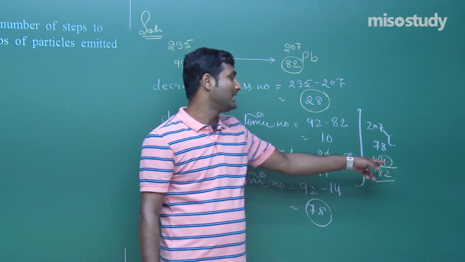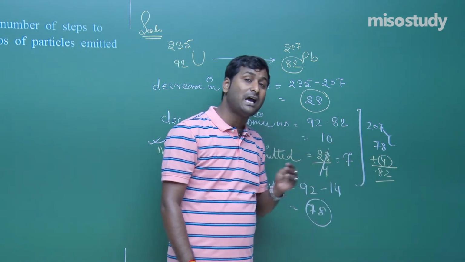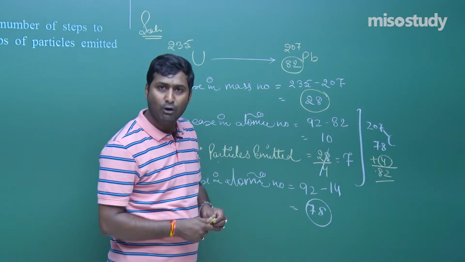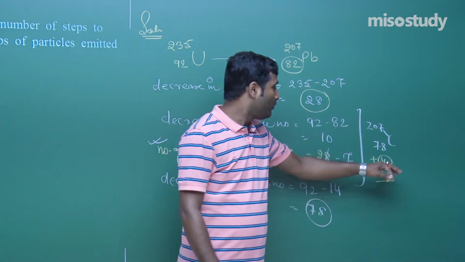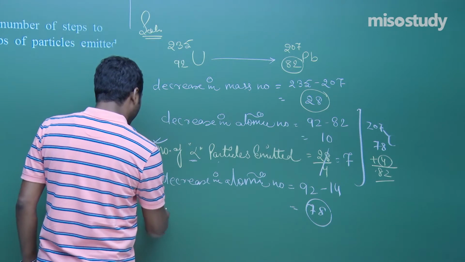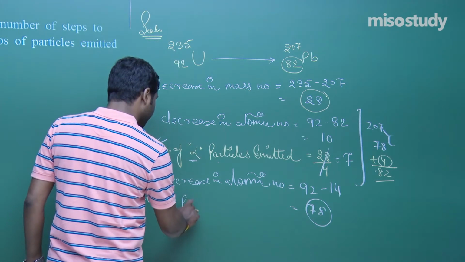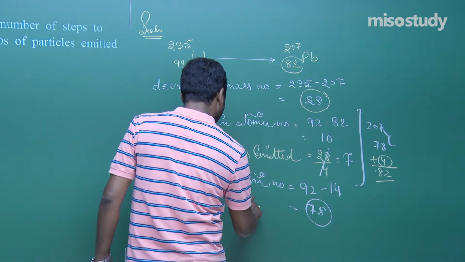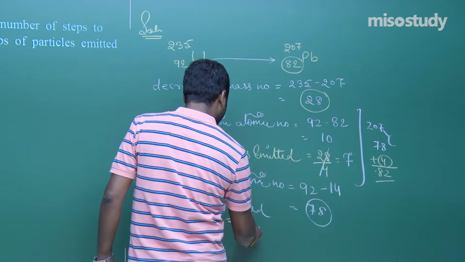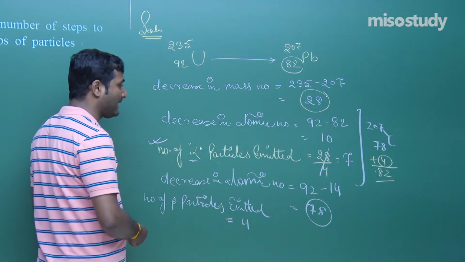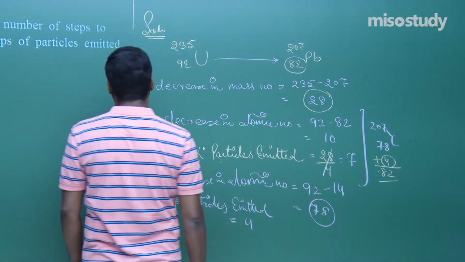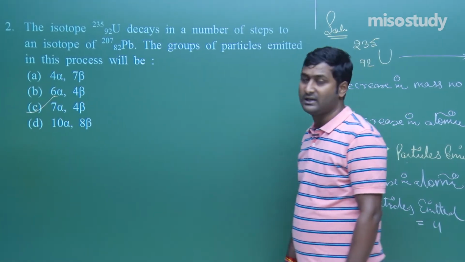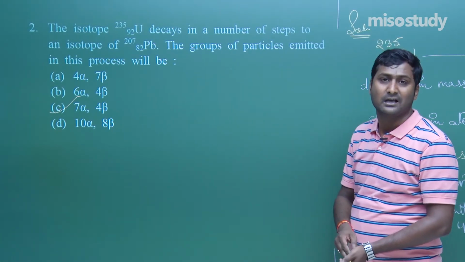How many beta particles? Sir, 4 beta particles. Why? Because the emission of a beta particle increases the atomic number by 1, my friend. So in this case we can say the number of beta particles emitted is equal to 4. So what is the answer in this case? 7 alpha and 4 beta. Now check out which is the correct option, that is 7 alpha and 4 beta. So for question number 2, C is the correct option.